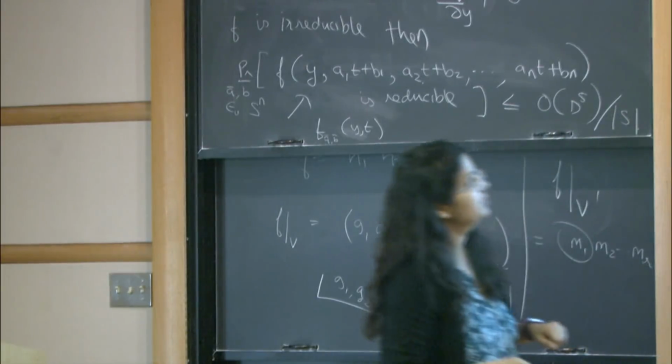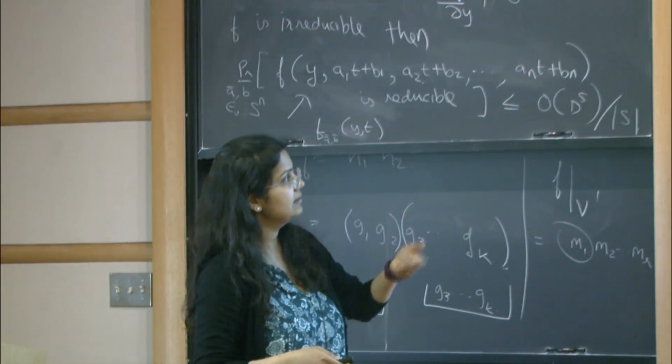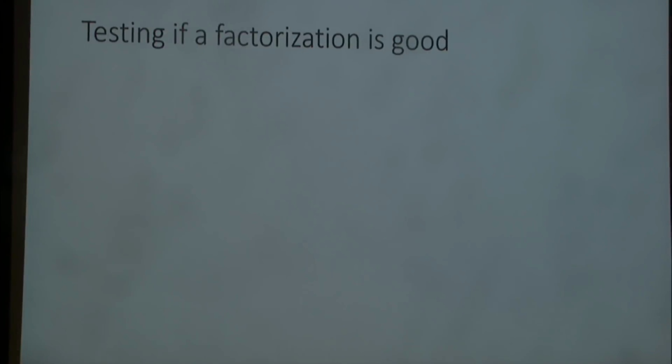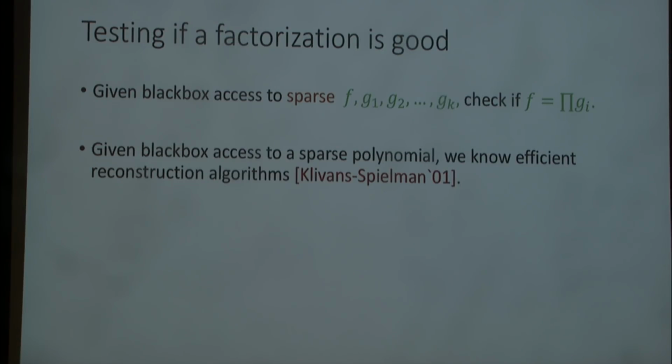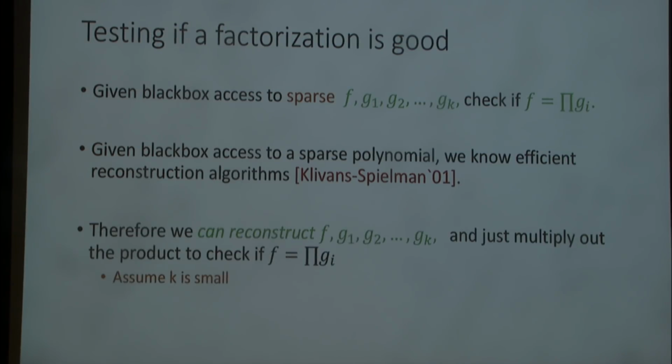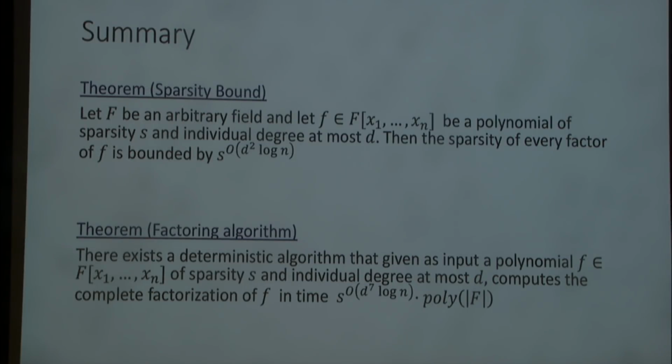This was just the summary of what I said. You pre-process, project, factor, lift. And there was this testing step, right? All these bad choices I might have made, bad groupings or bad elements of the hitting set. How do you test if a factoring is good? If I have access to sparse f, g1 to gi, and I'm going to check if f is the product of gi, using again Ben-Or–Tiwari, I can reconstruct the sparse polynomials, these f's and gi's, and test if f is indeed a product of gi. So that's it. So these were the two results again that we showed.